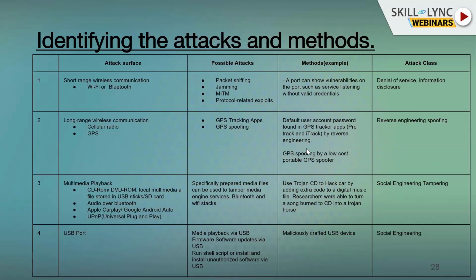And the method could be to use the Trojan CD, as I told you, where researchers were able to turn a song burnt on a CD into a Trojan horse. So a virus could be inserted into your vehicle. What is the attack class? Social engineering and tampering. Why social engineering tampering? Let's say you go into an Uber and you ask the driver that you want to plug in your USB and play your songs.